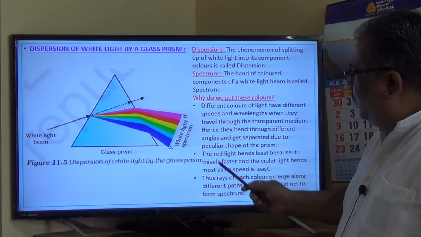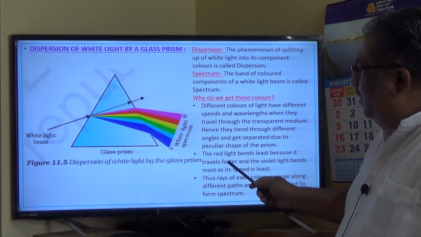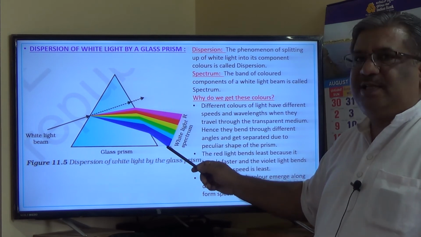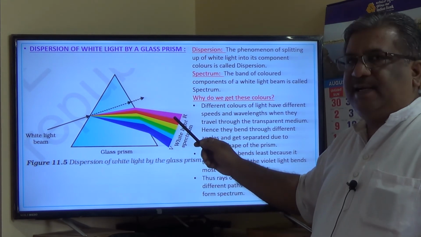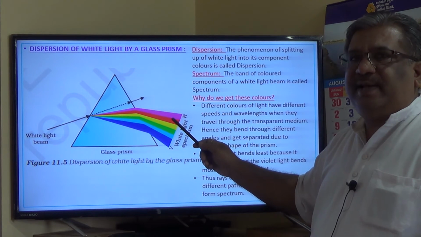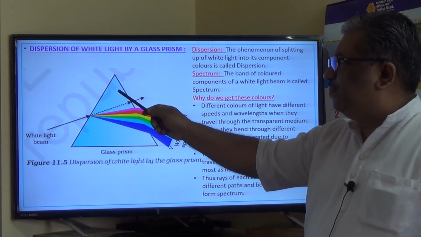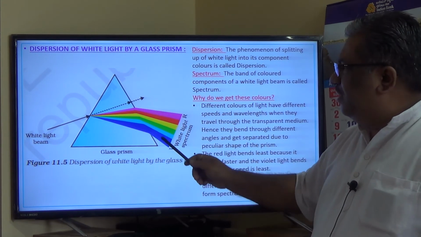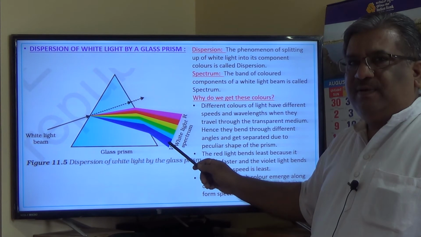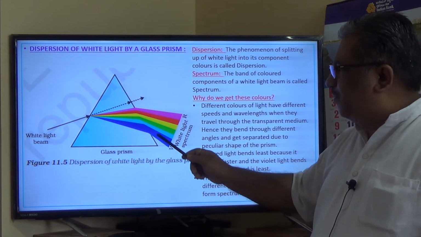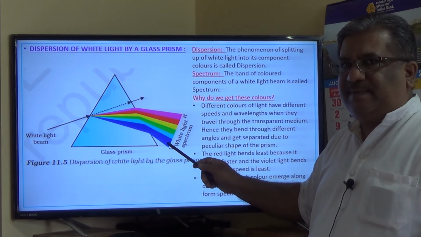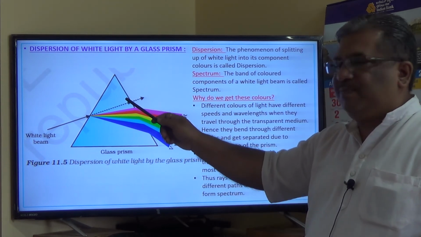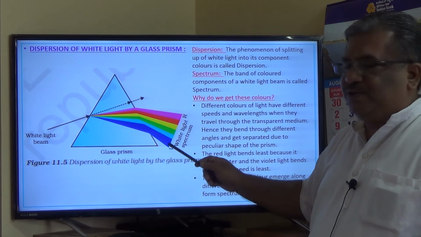And therefore this second bullet explains why the red light bends least and the violet bends most. Speed of the red light is more, hence the refractive index of red light with respect to the glass prism is least, and therefore it bends least. Speed of the violet light is less, and the refractive index of the violet light with respect to the glass prism is more, and therefore it bends most.